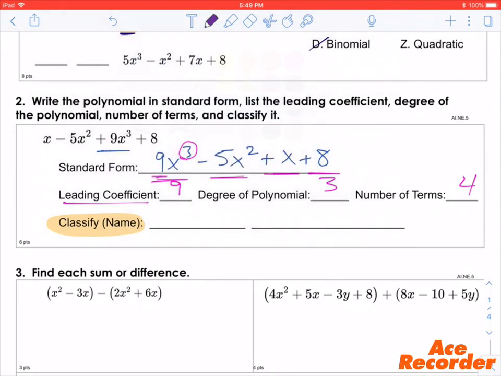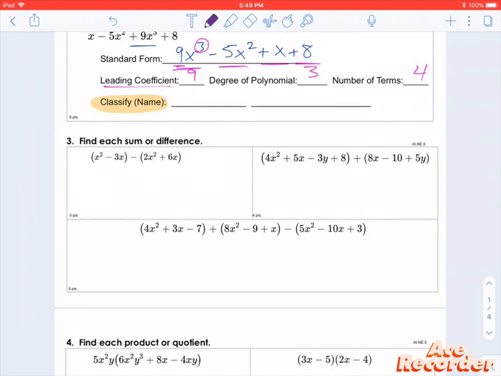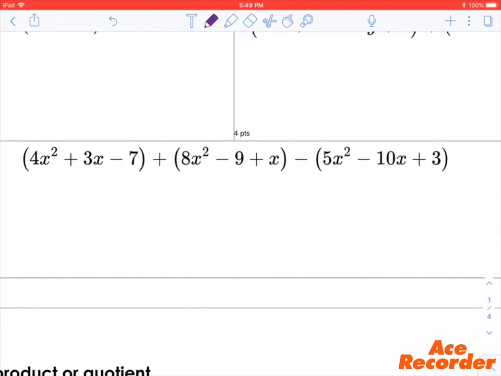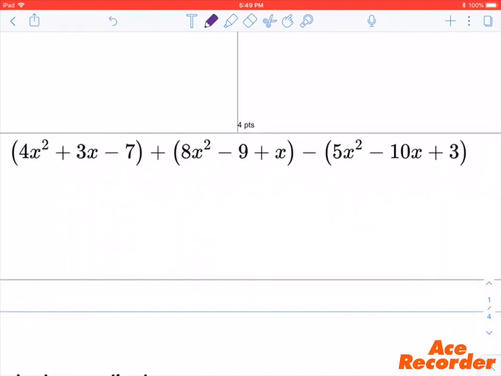So let's look at the next section. This is finding the sum and or the difference. Okay, so let's go ahead and take a look at the third one here. So we're going to go ahead and do this one, and I'll let you do the other two. So when I'm looking at this, I've got parentheses, plus parentheses, minus parentheses. So what I want to do here is any subtraction like that, I'm going to change that to a plus. So when I change that to plus, I'm going to change the signs of everything afterwards. And so that becomes negative 3 there.